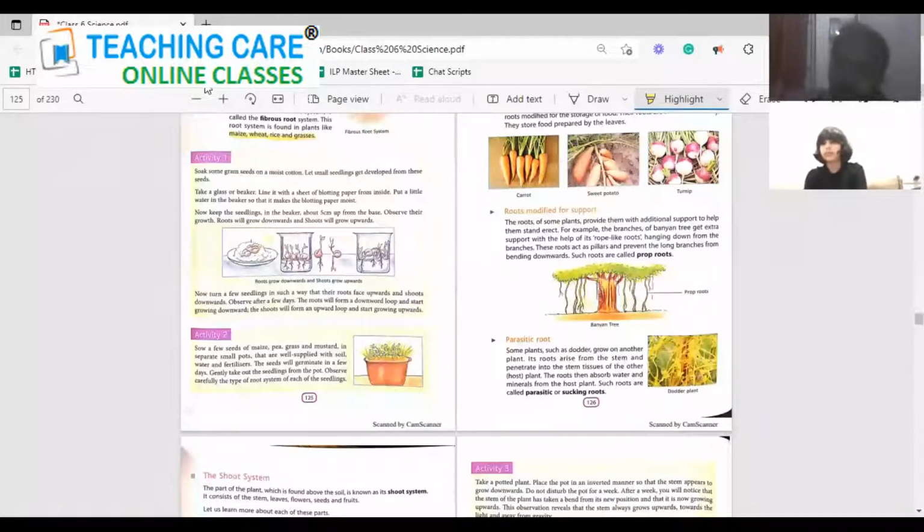We also saw how the root is functioning in different ways. One, it acts as a storage. Another, it is modified to support. And also parasitic roots. So these are modified according to the needs of the plant. Got it?